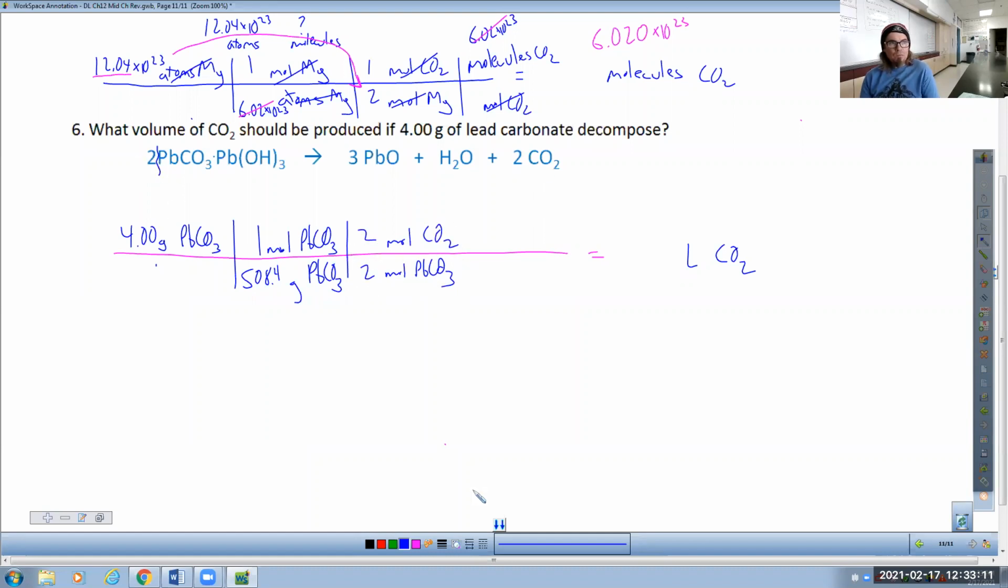It's a 2-to-2 ratio based on the balanced chemical equation. And then the last step is to get out of moles of CO2 and into liters of CO2. We have to assume 22.4. There will be no assuming on the test because I will tell you that it's at STP. Moles cancel out moles, and we have all the math we need to get our answer. I do not have an answer slide for this, so we're going to solve it out. Plus, the answer slide probably would be wrong.